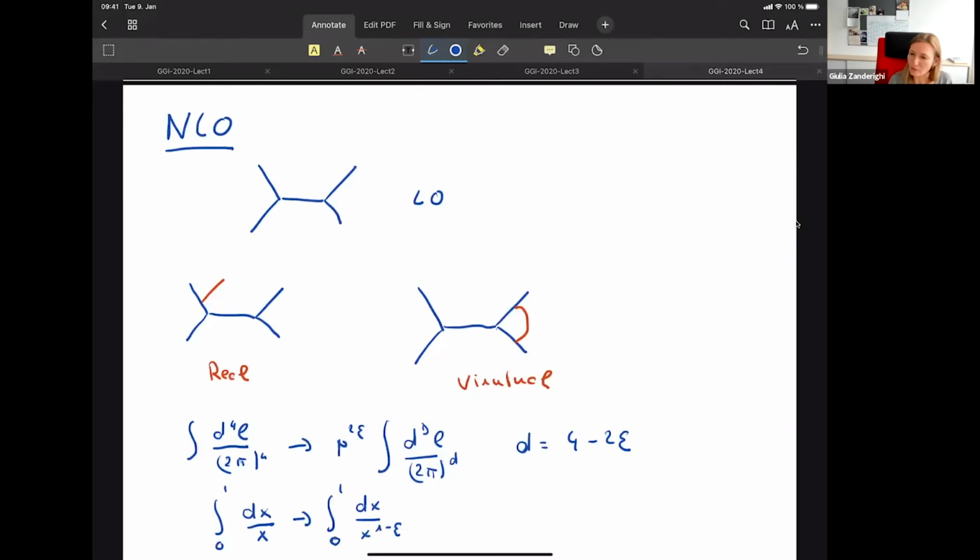So you see, this was divergent at x equals 0. This is now not divergent anymore. You can do it, and you see that you find the pole, 1 over epsilon. So divergences are there, soft and collinear. We know we can regularize them, and ultraviolet ones have to be renormalized. However, the issue when you do calculations is a bit the following.